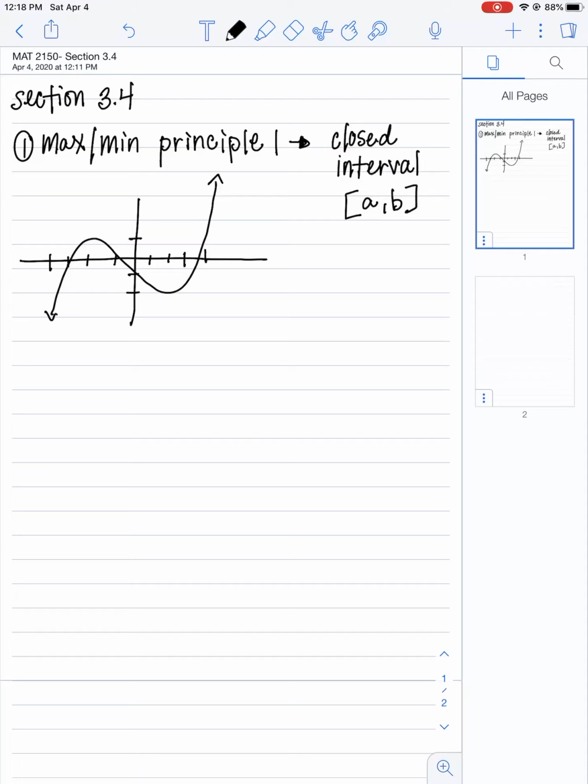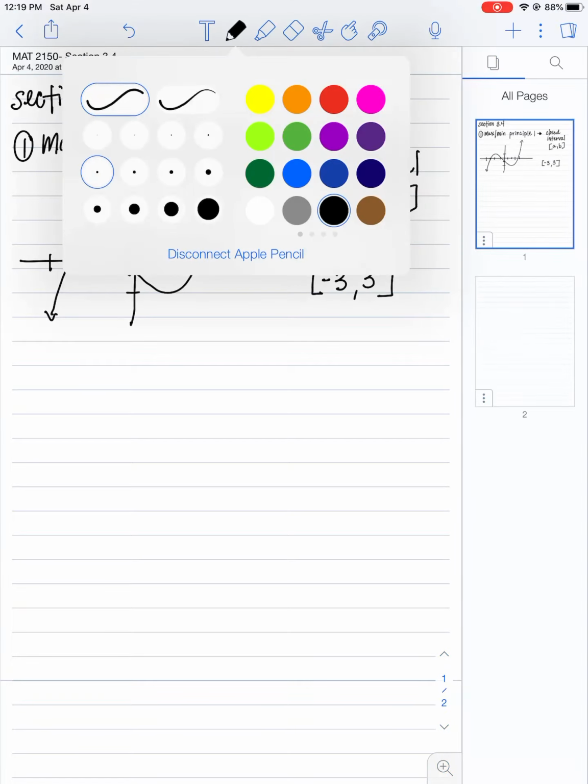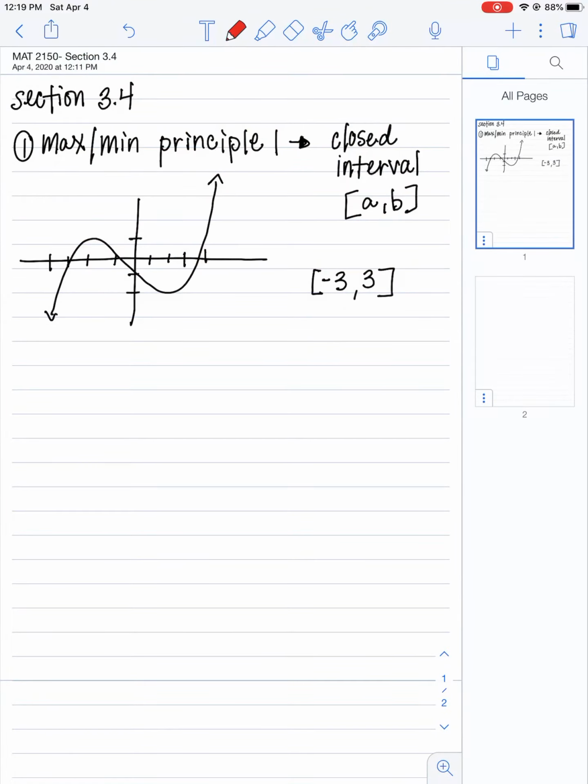Let's say I close this interval from -3 to +3. Now we're only looking at the graph from -3 to +3. Literally, if I come up here, I'm only looking at the graph from -3 right here to +3. I'm trying to explain this principle to you. If I highlight, I'm looking at this part of the graph only.